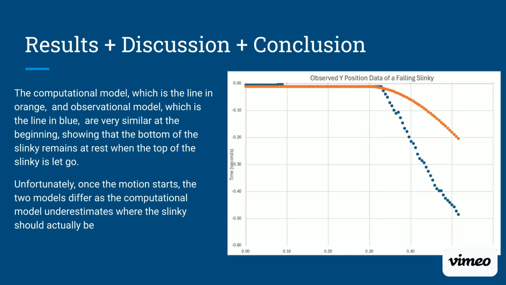So these are my results, and this is a graph of the computational and observational models. The observational model is the blue points, and the computational model are the orange points. As you can see, both models accurately predicted the bottom of the slinky stays motionless at the beginning, even though the top of the slinky is let go. Unfortunately, once the motion of the bottom of the slinky starts, the two models differ greatly, as the computational model underestimates where the slinky should actually be.